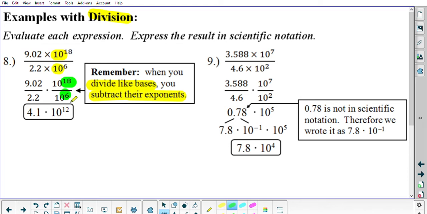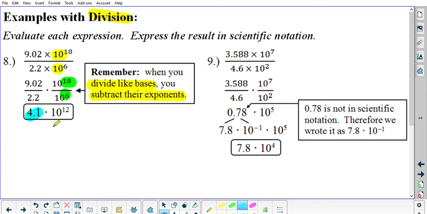Now, the way I like to do this, kind of like we were doing on the first page, is split it up into two different parts. Take the 9.02 divided by 2.2, and that would give you 4.1. Then 10 to the 18th divided by 10 to the 6th, that's going to give you 10 to the 12th because you would subtract their exponents, and that's how that works. Now, the nice thing about this answer is that 4.1 is already a number between 1 and 10, so once again, that's already in scientific notation.